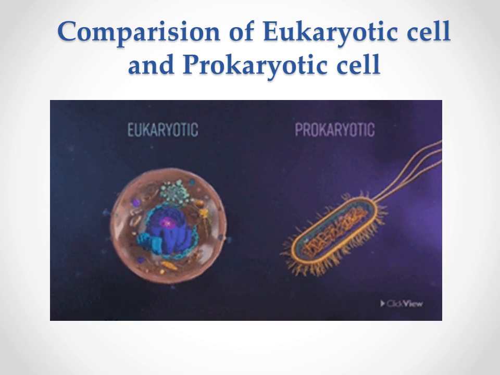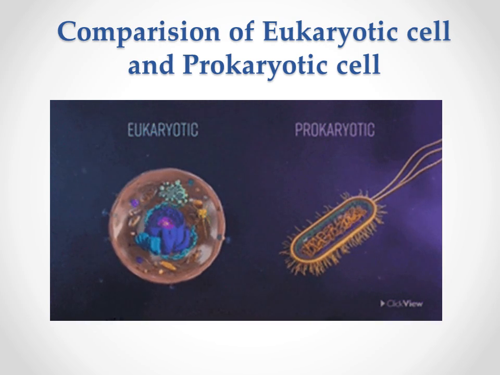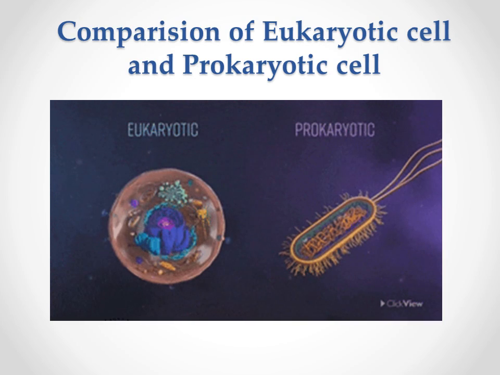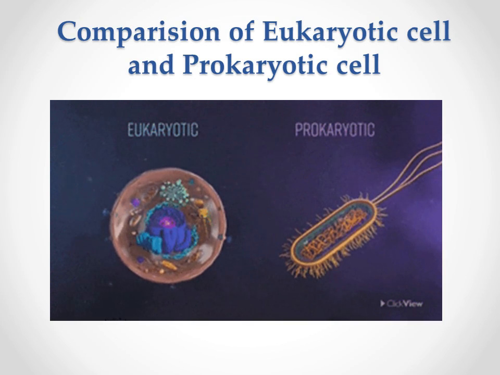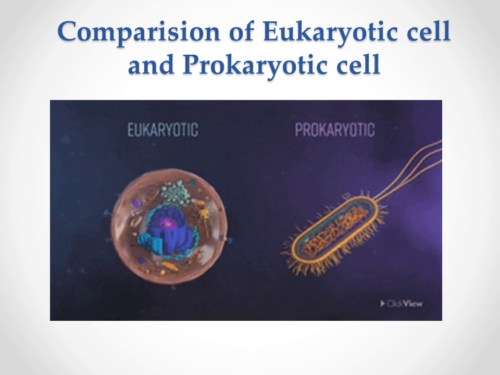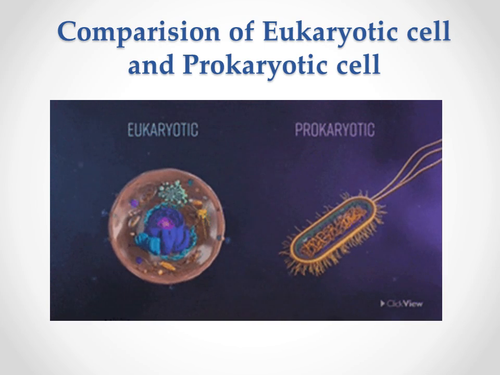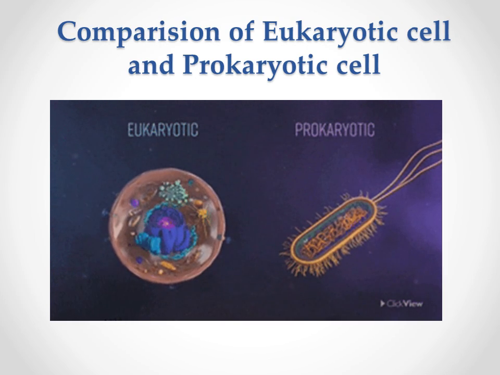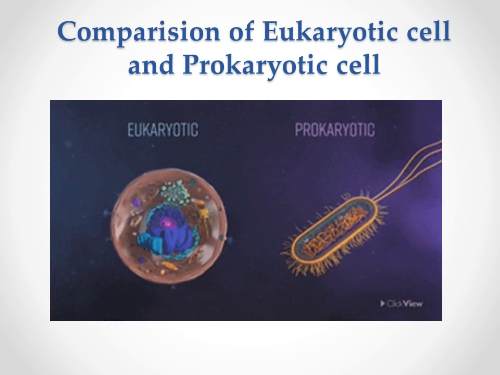If you look at the prokaryotic cell, their size is very small, that is 1 to 10 micrometer. They have only one chromosome and nucleus is almost absent. You can just see a nucleoid which resembles the nucleus. They don't have a membrane-bound cell organelle. And the example of prokaryotic cell is the bacteria.